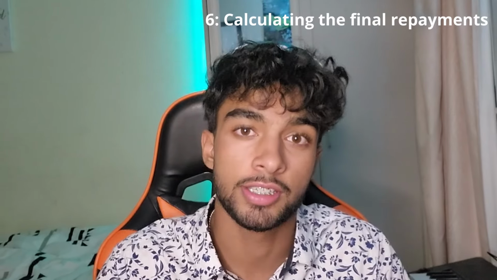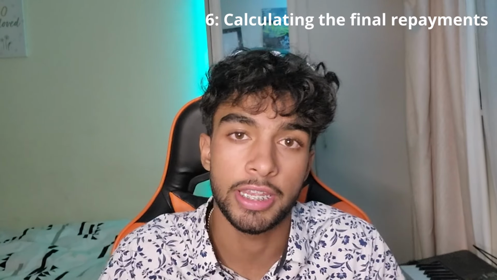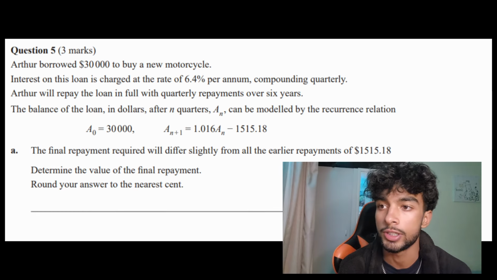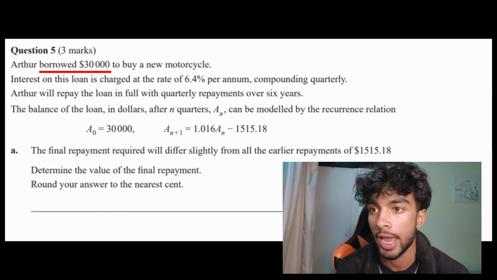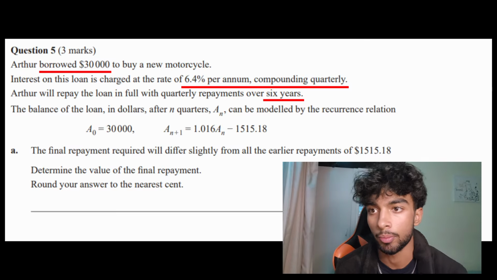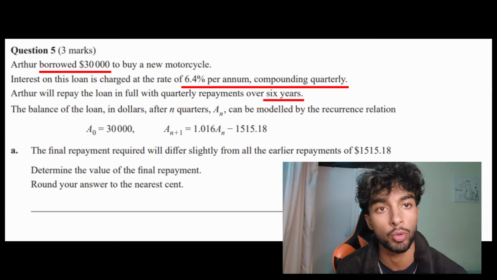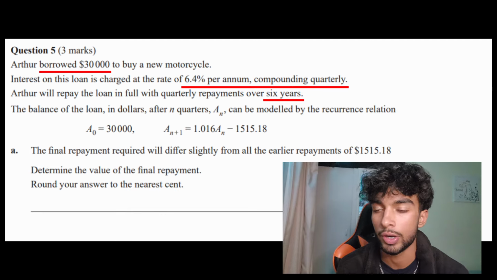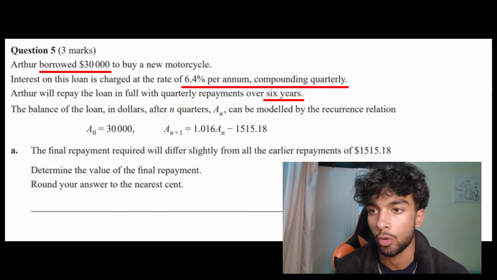Mistake number 6 is calculating the final repayments incorrectly. This one's a bit more detailed, and I'll do an example question right now. Looking at the contextualization of the question, we see that someone's borrowed $30,000 and taken a loan for it. It's charged at 6.4% per annum, compounding quarterly, and he finishes paying the loan in 6 years. From that, we know it's going to be 6 times 4, 24 payments in total. And through the recurrence relation, we can see a quarterly payment of $1,515.18 per quarter.